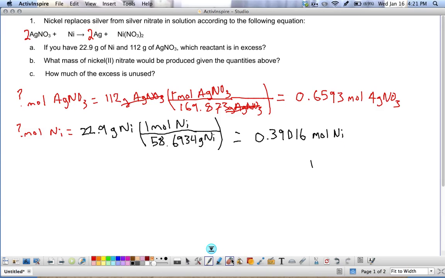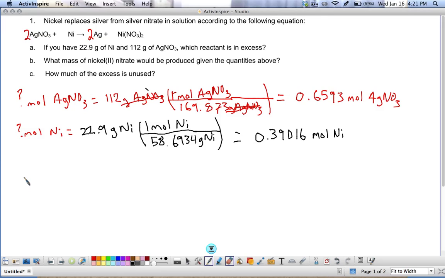Okay, so now at first glance, one might think that the moles of nickel are going to be our limiting reactant, but you have to keep in mind that there are 2 moles of silver nitrate for every 1 mole of nickel. Okay, so I'm going to take the nickel and convert it into silver nitrate just so I can compare the numbers.